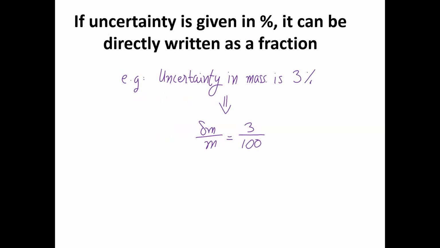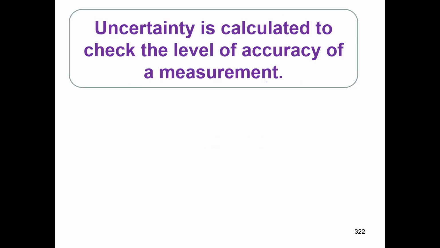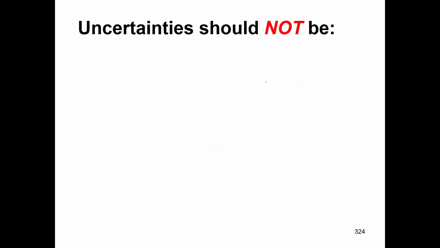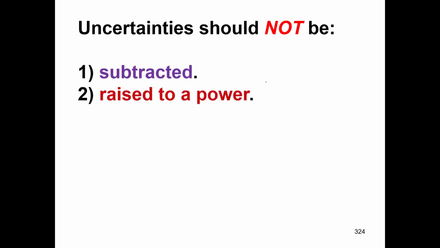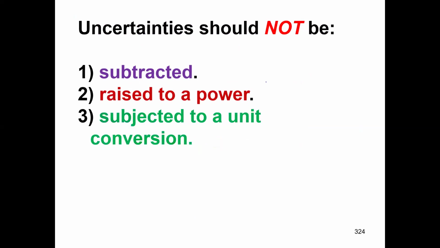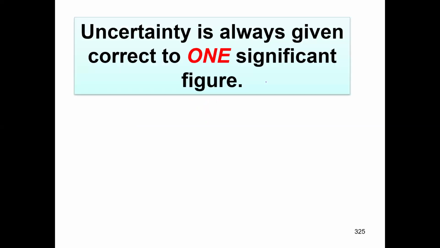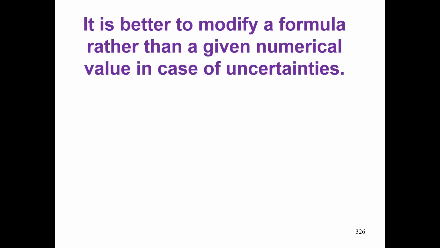What happens if uncertainty is given in percentage? It can be written as a fraction. Uncertainties should not be subtracted. They should not be raised to a power. We should avoid doing unit conversion on uncertainty.